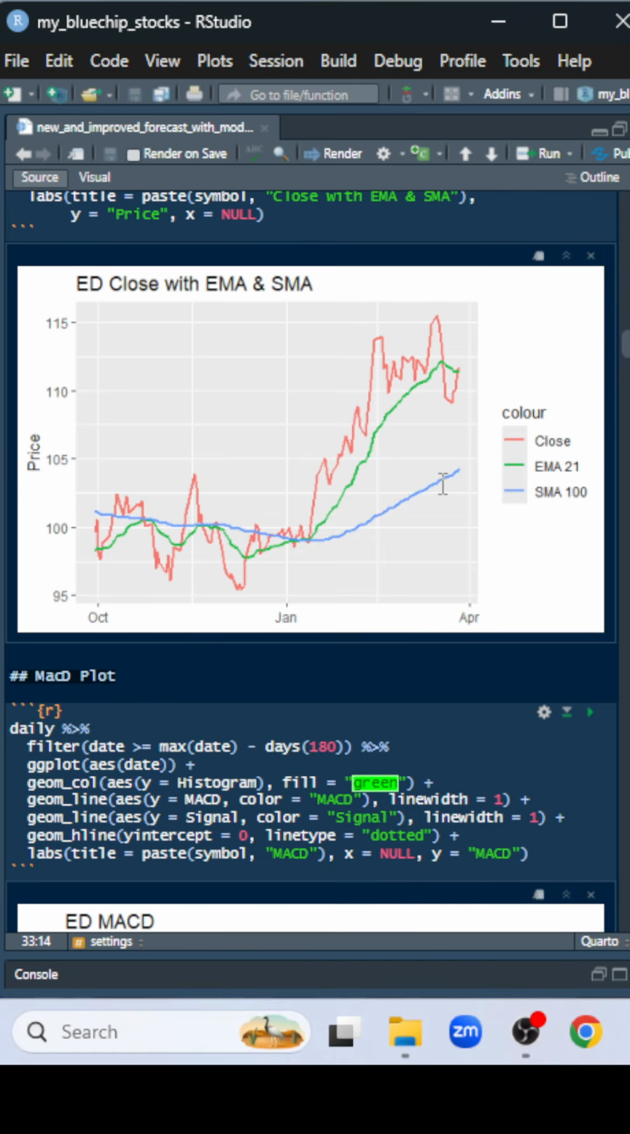Of course, we all love the 100 moving average. The 21 moving average is still well above the 100 moving average. And now we eventually dipped back. We saw some volatility here. We dipped down, and now we're moving back up towards the 21 moving average.